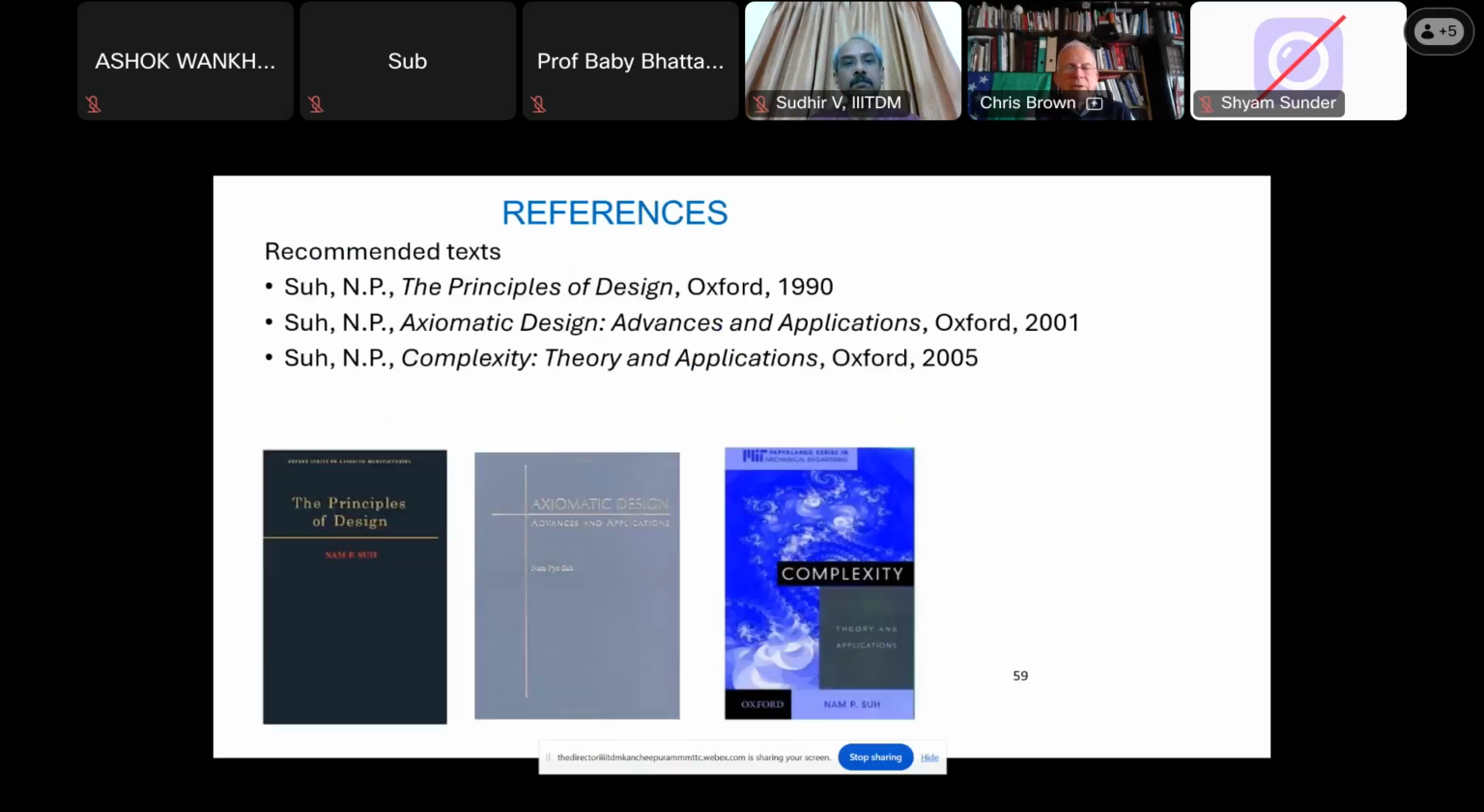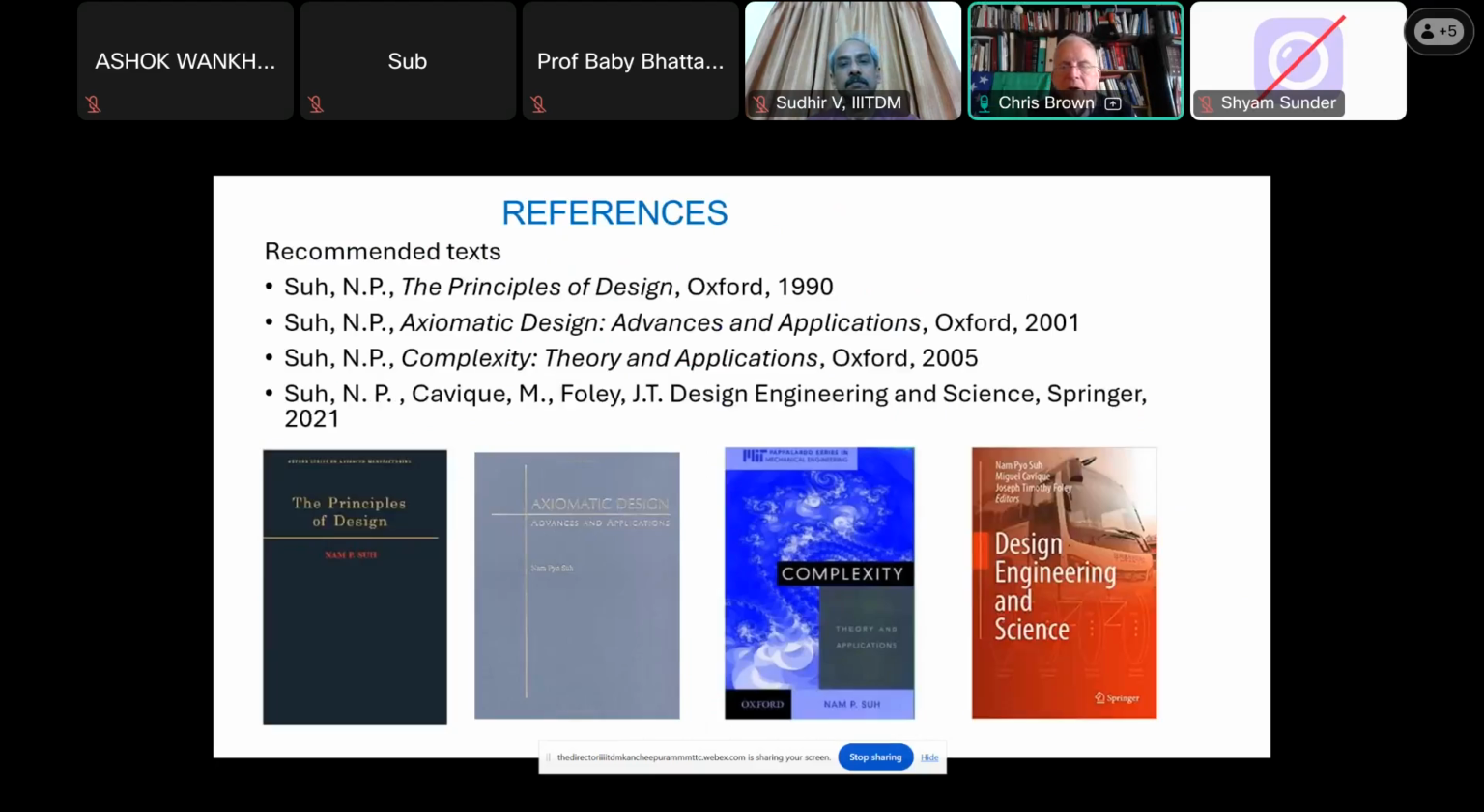References, there's 4 books out on complexity, on axiomatic design. I recommend them all. And the first 3 are by Nam Suh. This Principles of Design, I think, is a classic. And this one can be very good for teaching from. It's got a lot of contributors and a nice team of editors.